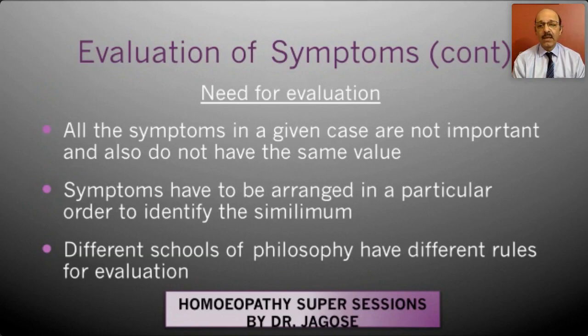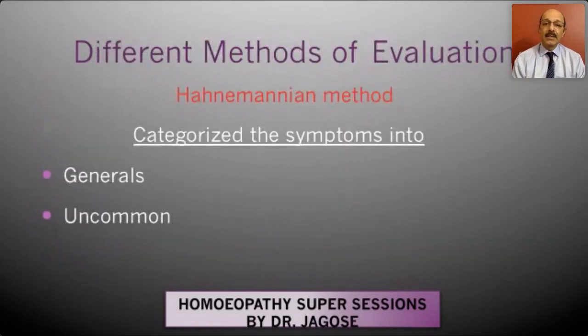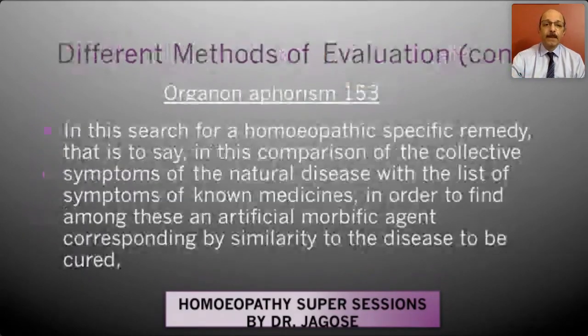Different schools of philosophy have different rules for evaluation. So different personalities of homeopathy have their own rules for evaluation. So let us see the method by Dr. Hahnemann. He categorized the symptoms into the general symptoms and the uncommon symptoms. So basically, for evaluation, Dr. Hahnemann said that we have to take into consideration the physical general symptoms as well as the uncommon PQRS, peculiar, rare, strange symptoms, aphorism number 152 to 153.